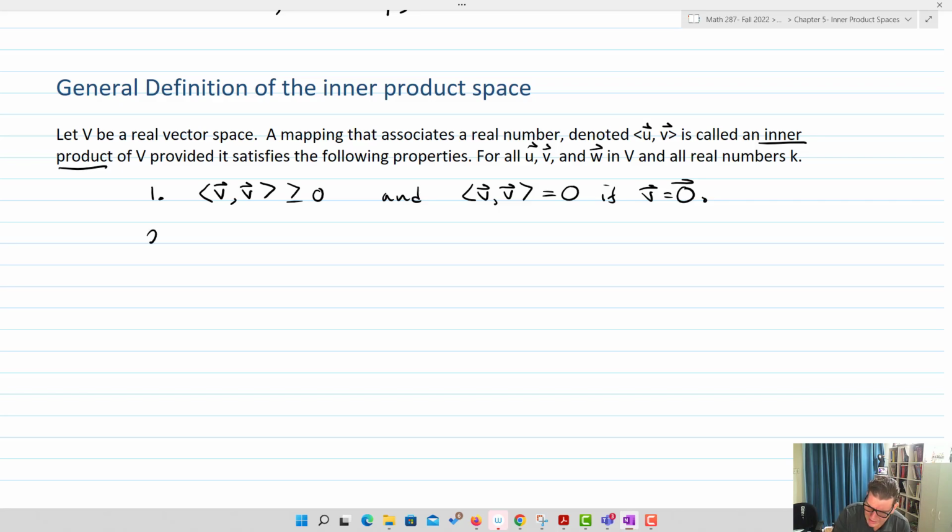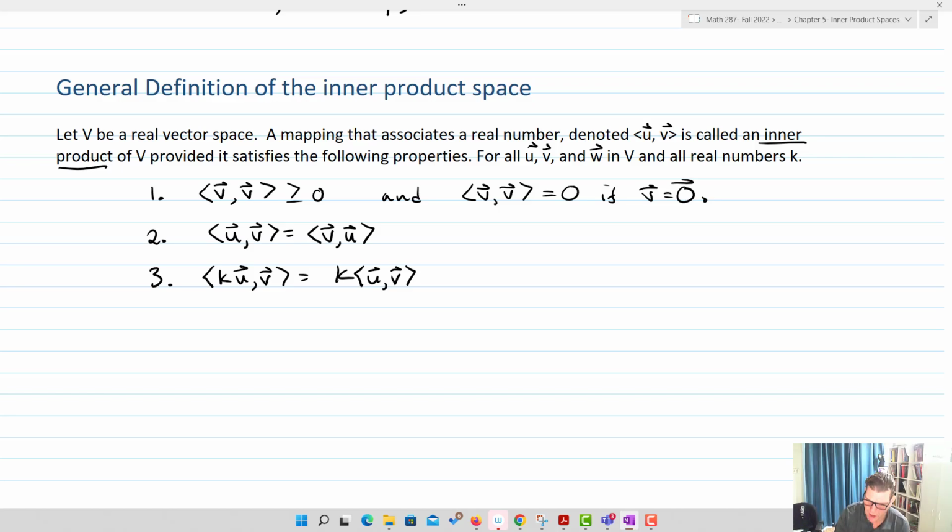Two, we want commutativity: u dotted with v should equal v dotted with u. That is, we commute the inner product. Three, scalar multiplication: k u dotted with v should equal k times u dotted with v. Notice, big time important, this is not the same as the process for scalar multiplication in vector spaces. It's a different thing with this inner product. And four, just like before, u plus v dotted with w equals u dotted with w plus v dotted with w. Those are the properties for the inner product space.